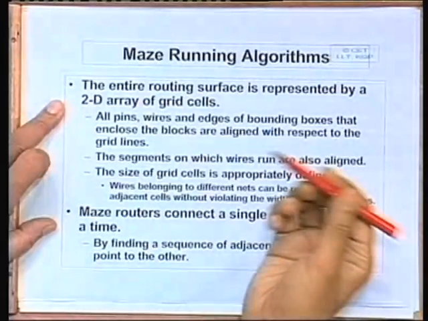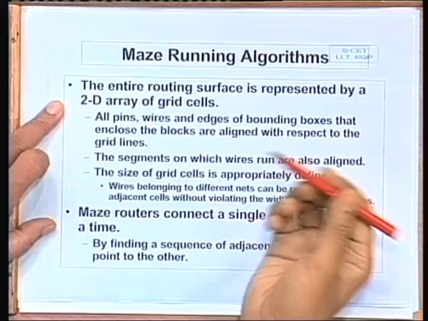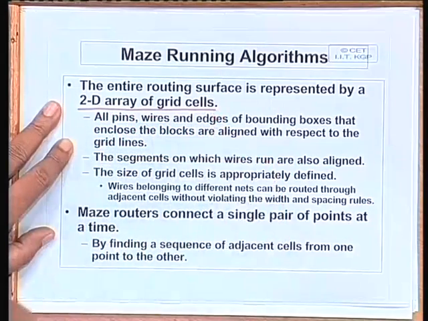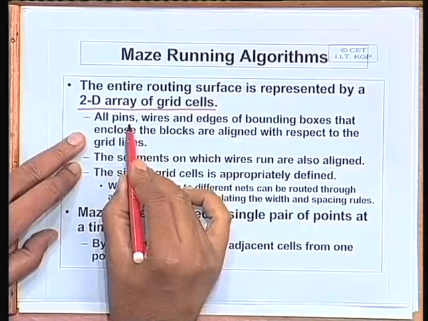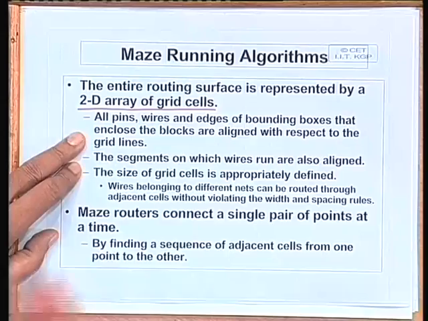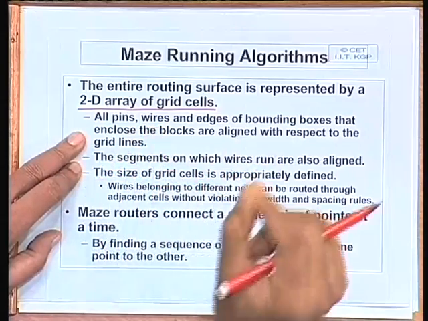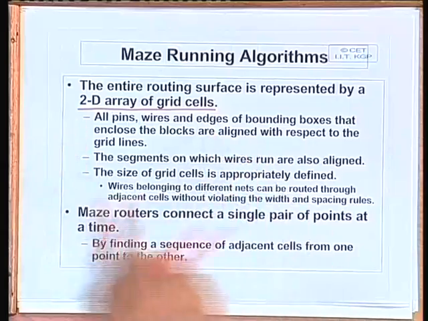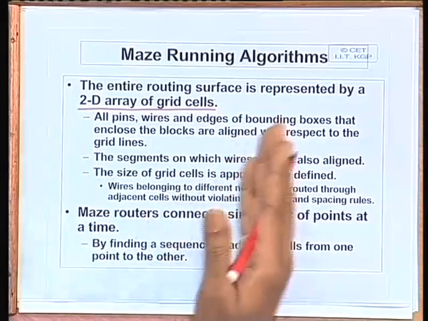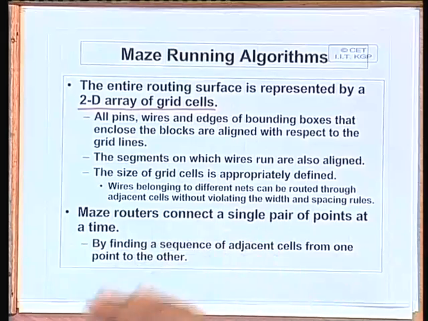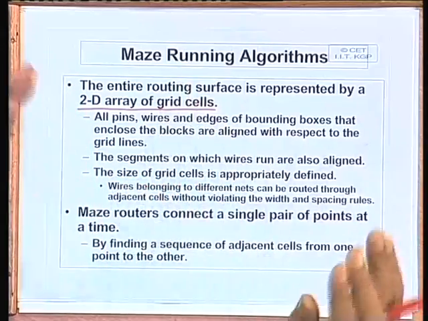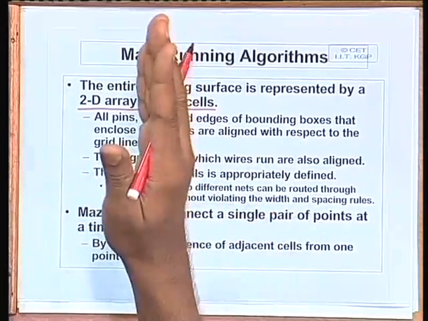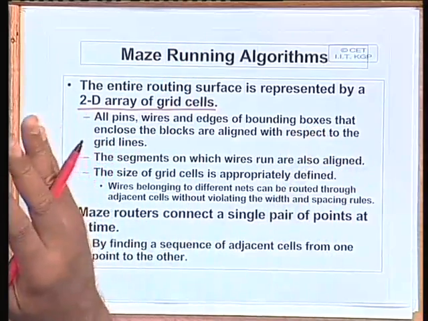So, for grid routing, the entire routing surface we represent by a two-dimensional array of grid cells. Now, when we say that we represent it by a 2D array of grid cells, this means that all the pins of the components must be aligned to the boundaries of the grids, all the wires must be laid out with respect to the grid boundaries, and the edges of the bounding boxes that represent the blocks also must fall on the boundaries, which means that the size of the grid will act as some kind of a basic unit. So, everything will be aligned with respect to the grids. A block cannot go halfway into a grid cell, it will either occupy a grid cell wholly or it will not occupy it. This is the idea.